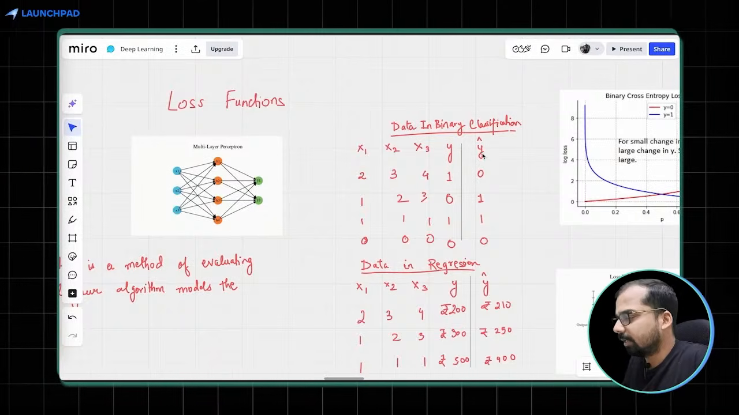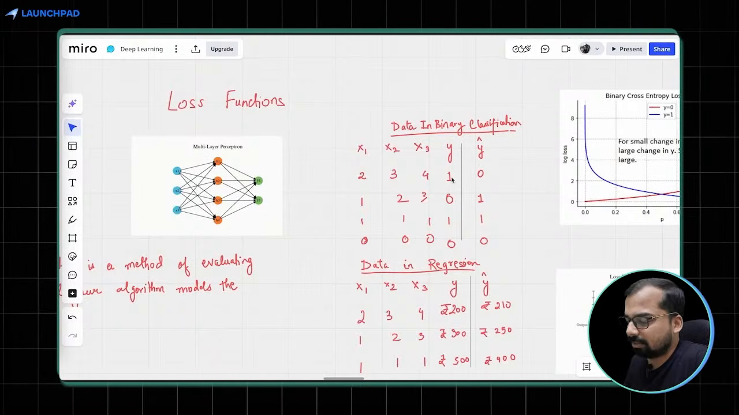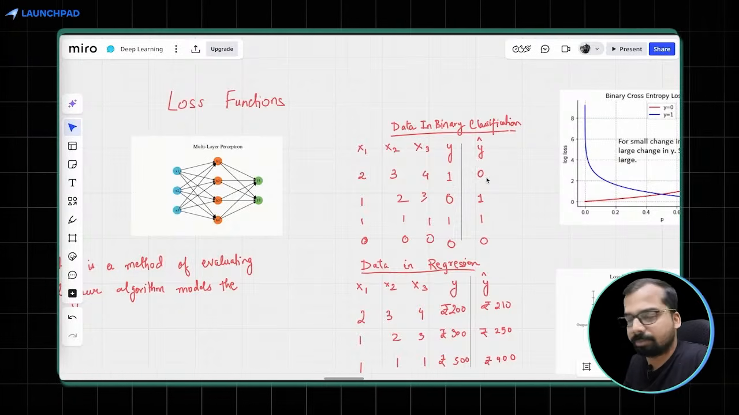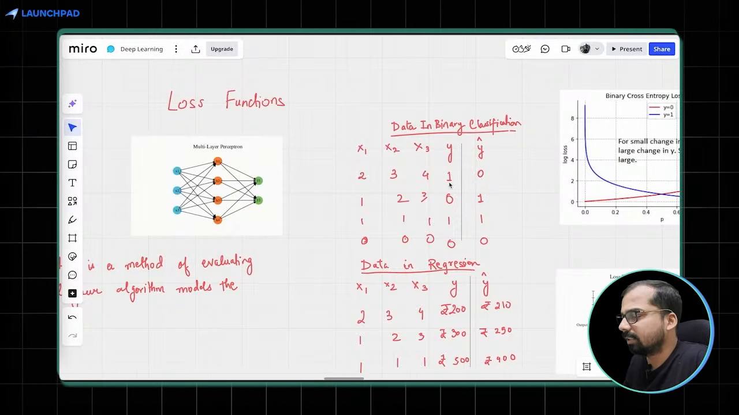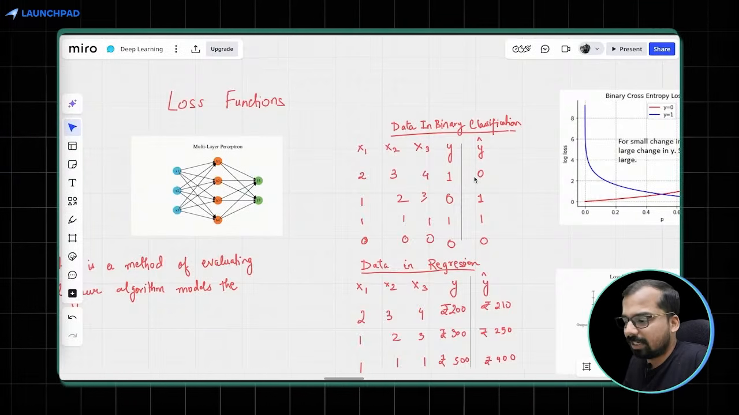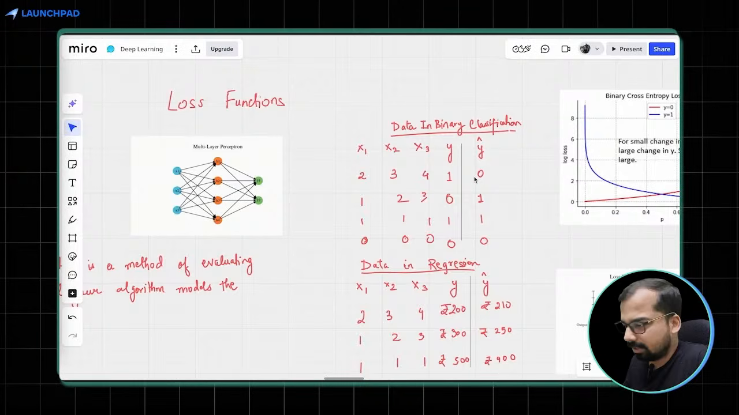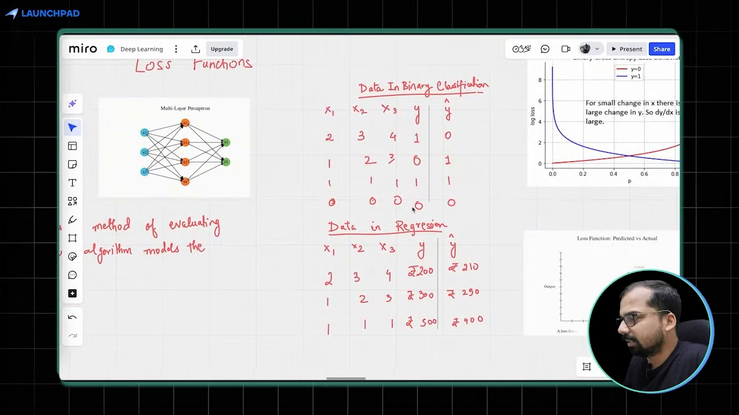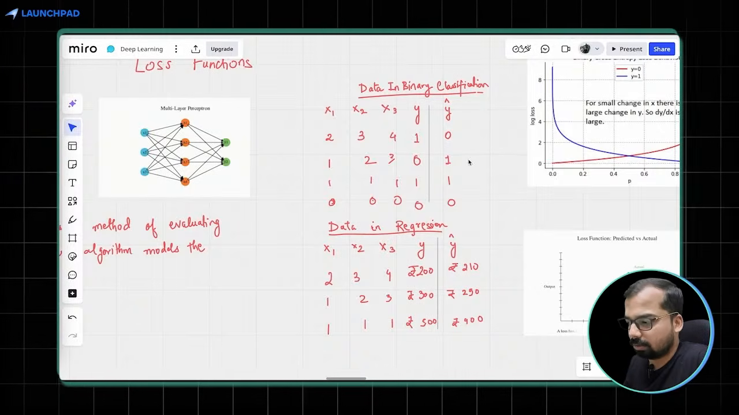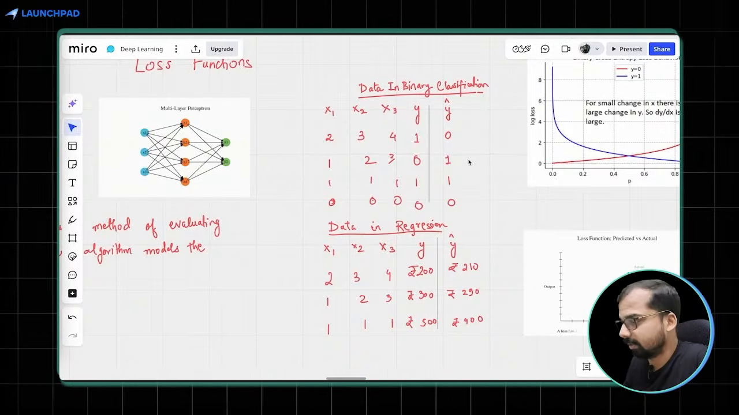So here, if I just do the subtraction, where y is the actual value, 1, and y hat is the predicted value, 0, and I just calculate the difference, it might not be very ideal for training our deep neural networks. So this is an example of a classification problem. We want to have a loss function for a classification problem.